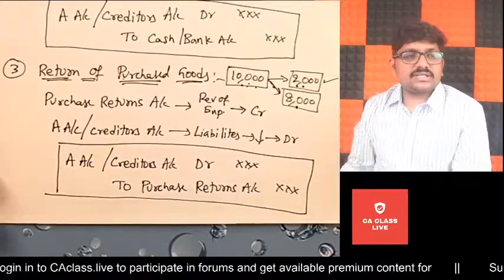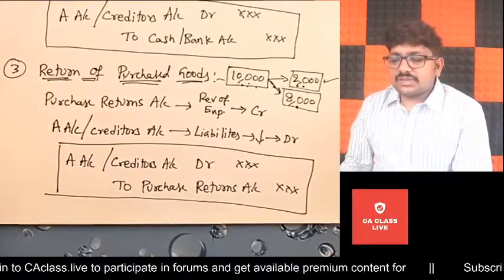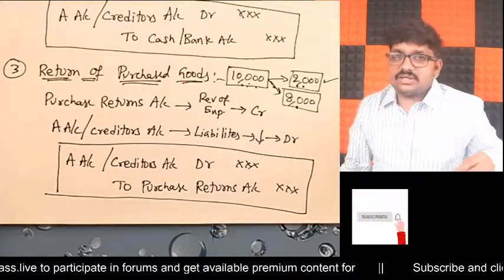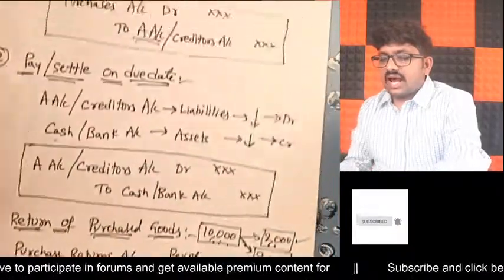To purchase returns account. Got it, friends? So this will be the journal entry. Whatever goods I have purchased, if I return them back, this will be the journal entry. Got it, friends? Okay, sir, I understood this.